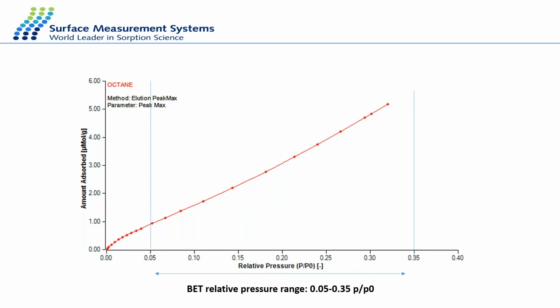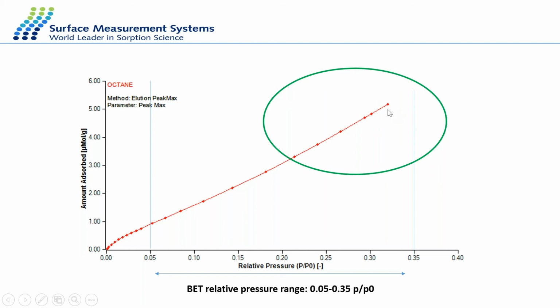So if the first injection is in the highest relative pressure range of the BET relative pressure range, I leave the experiment to finish, because the rest of the injections will be under that point. So I will have enough data points in the BET pressure range to analyze the BET specific surface area.